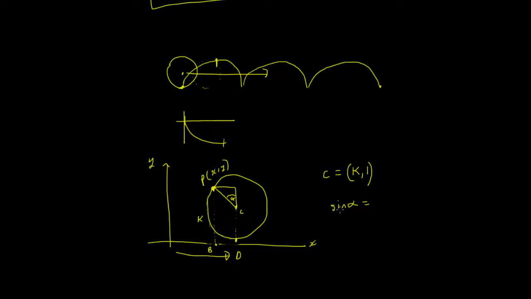Then we could say sine alpha equals the distance BD, which is this distance here, which is the same as that distance here, BD upon R. In this instance it would be equal to BD upon 1, which would just simply be BD.